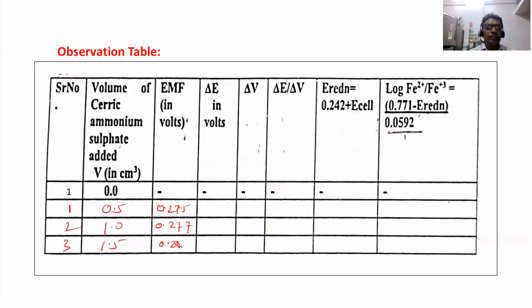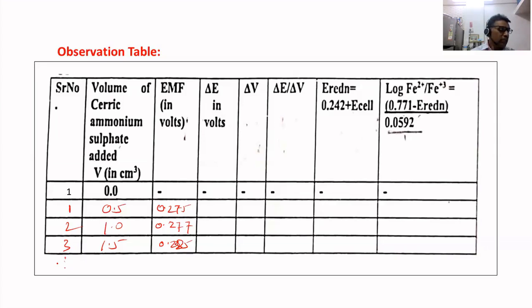So in this way we have to take a number of readings. We are performing the titration. Ceric ammonium sulphate is filled in the burette and the Fe2+ solution is in a beaker. We add the ceric ammonium sulphate to it, and after every addition of 0.5 ml of CAS, we have to note the reading after stirring the solution. One stage will be reached where the readings suddenly increase.